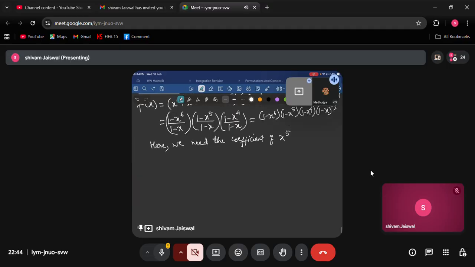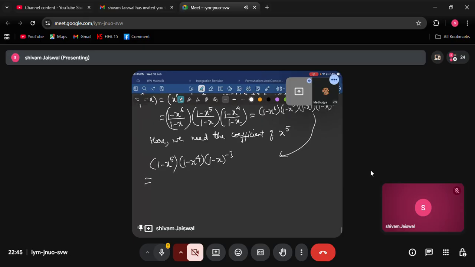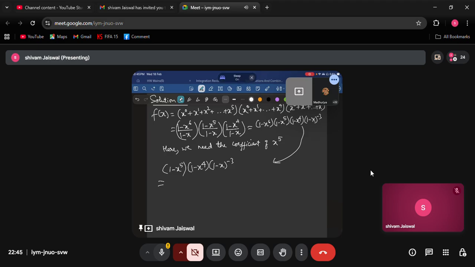Okay, so let us simplify. This will be equal to, let us first of all multiply. Higher powers will be eliminated. So 1 minus x to the power 5, minus x to the power 6 not needed, and then plus x to the power 11 is also not needed. Next, multiplied by 1 minus x to the power 4 into 1 minus x whole to the power minus 3. Let us multiply. 1 minus x to the power 4 minus x to the power 5. Again, x to the power 9 is not needed.